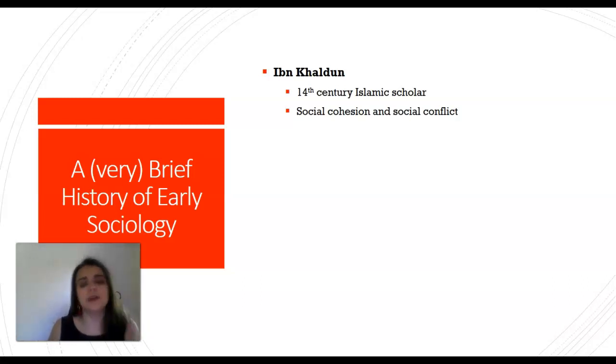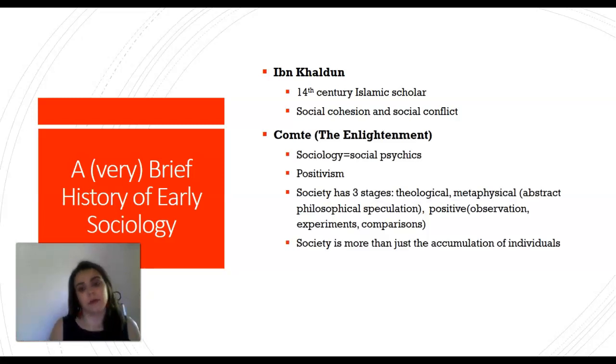His work specifically focused on social cohesion, essentially how groups of people stay together or are brought together, and also social conflict, what happens when there's conflict in those groups as well. Comte, however, who was a European social theorist, is credited as being part of the big boom of sociology or social theory. So Khaldun was doing work, but it doesn't really take off until the era of the Enlightenment.